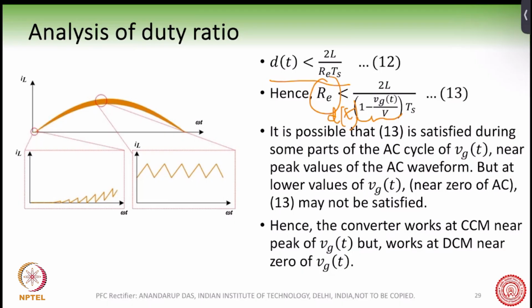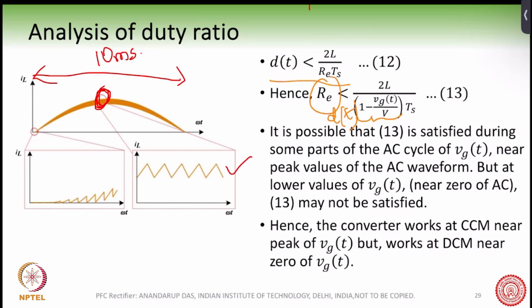There is something interesting here. We have now plotted this inductor current, and we have shown you two zoomed portions. Let us concentrate on this part first. This is the 50 hertz cycle, so this is like 10 milliseconds, and we are looking into two small zoomed portions. If you zoom into this area, the inductor current is something like this, which is obvious. We have already analyzed how it works.